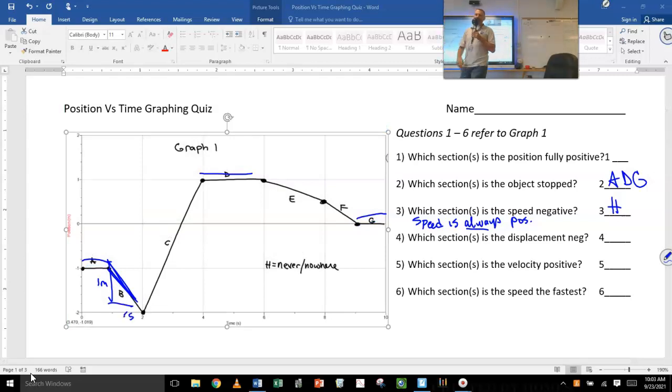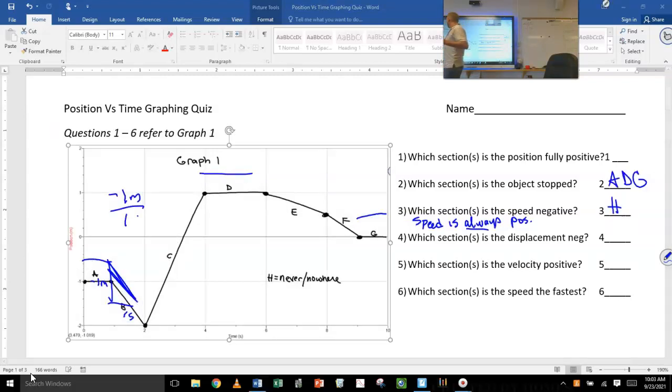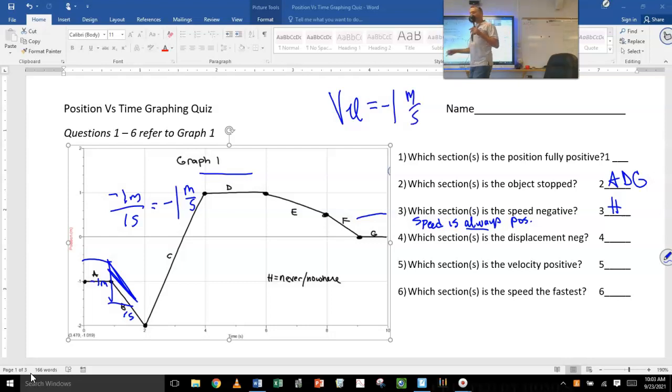So my velocity is -1 because I'm traveling -1 meter in 1 second. So my velocity is -1 meters per second. That's my velocity. My speed is 1 meter per second. Speed is always the absolute value of velocity. It can never be negative.